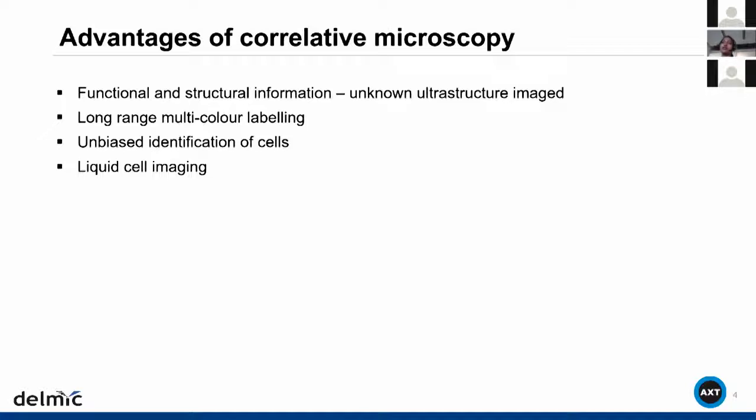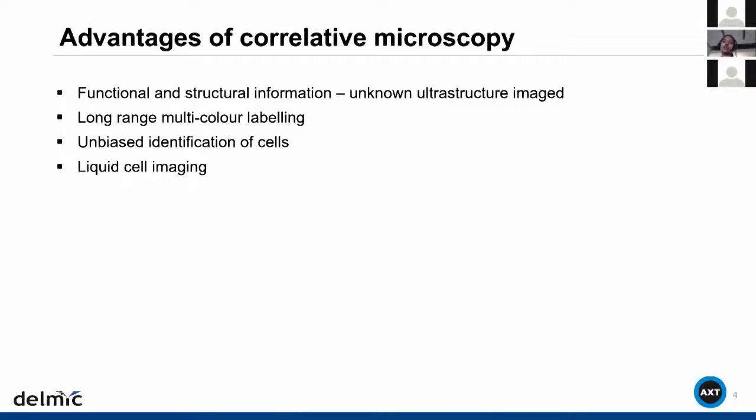So correlative microscopy is a technique that combines the advantages of the two, because it's also possible to have long-range, multicolor labeling for fluorescence microscopy by tagging the biological specimen with different fluorophores. And it leads to unbiased identification of cells, because by using electron microscopy alone, you are restricted to identifying cells based on their structure or morphology alone, which can lead to an error in the identification. But using a combination now of structure and function, it's possible to identify cells much more accurately.